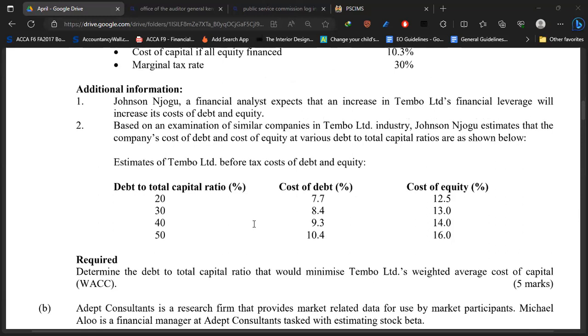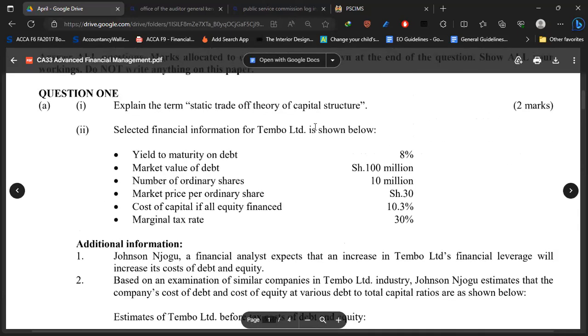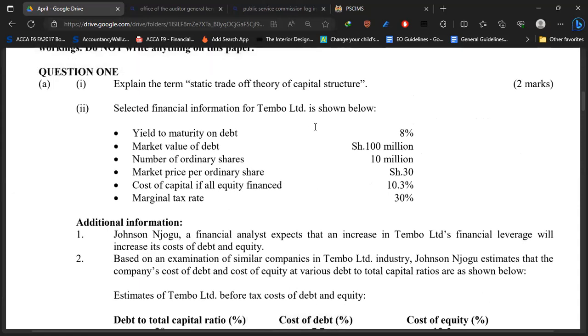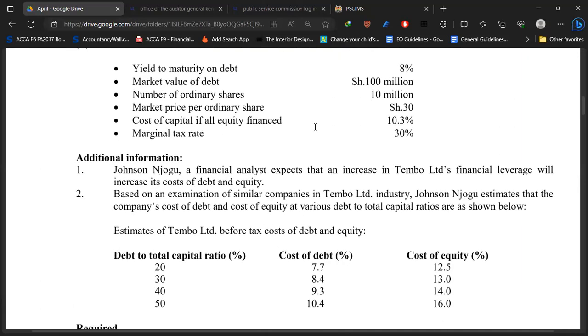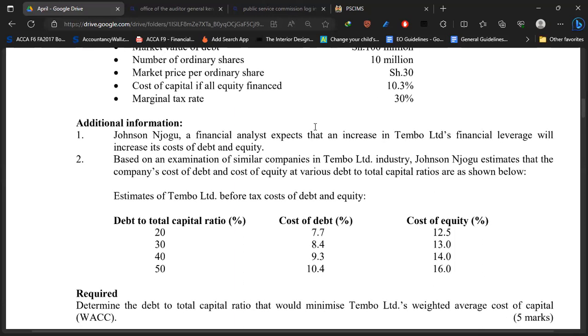I don't know who was reading. Rose, thank you so much. Let me just go through it very quickly. We say, selected financial information for TEL Limited is shown below. We have yield to maturity on debt, 8%, market value of debt, 100 million. We have the number of ordinary shares, 10 million. Market price per share, 30 shillings. Cost of capital, if all equity financed, given as 10.3%. The marginal tax rate is 30%.